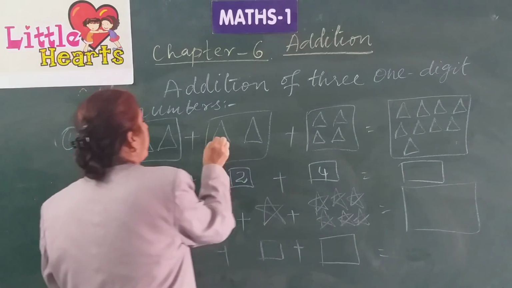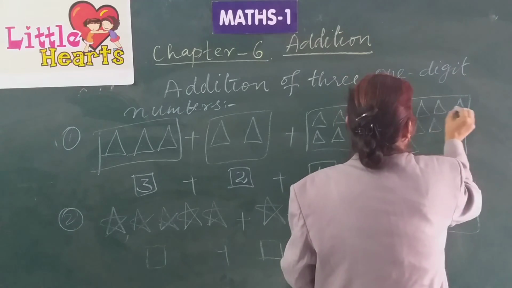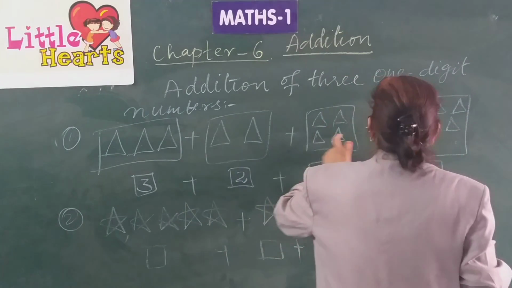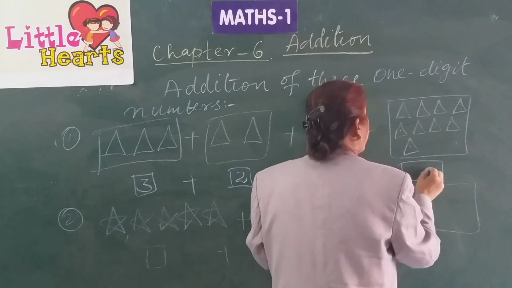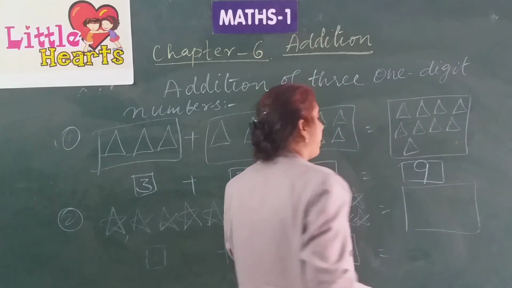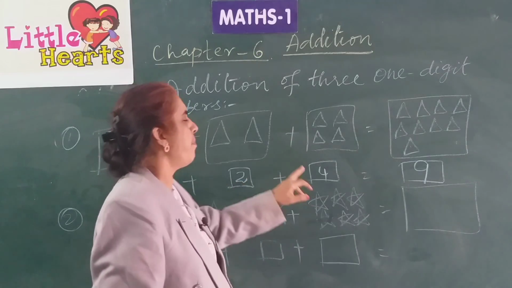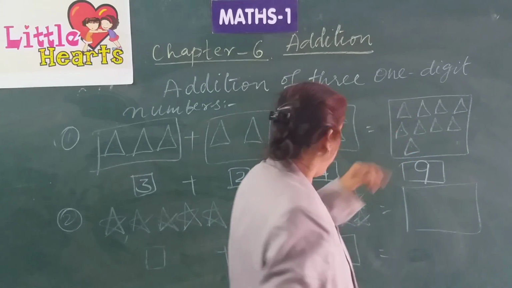1, 2, 3, 4, 5, 6, 7, 8, 9. We have combined all the triangles in each box and have drawn here. The collection is 9. So 3 plus 2 is 5. 5 plus 4 is 9. The total number of triangles are 9.